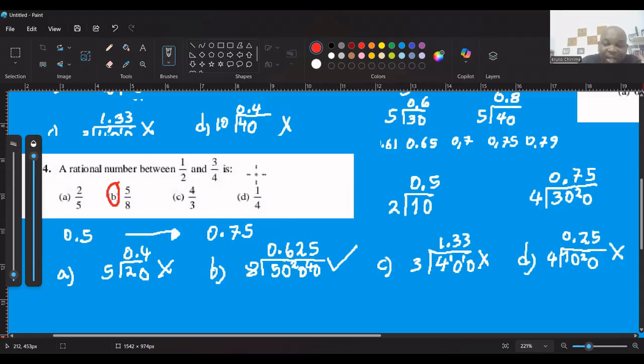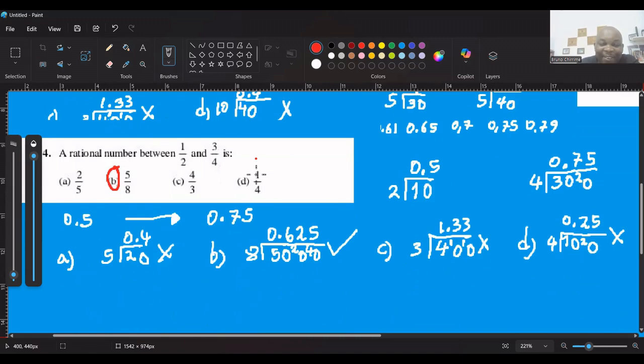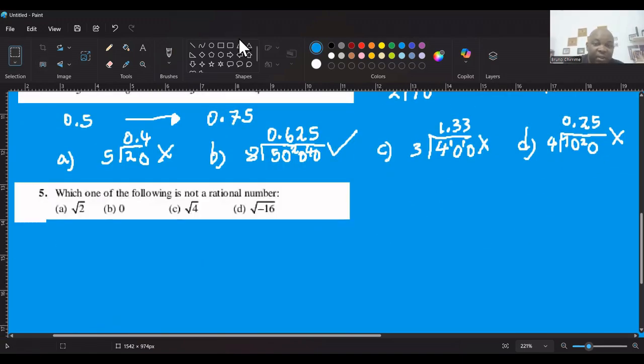Wasn't B the correct answer in the last question? Yeah, there's a pattern here. It's B, right? Okay, that's interesting. So let's just do the last one. So this is a very interesting question.